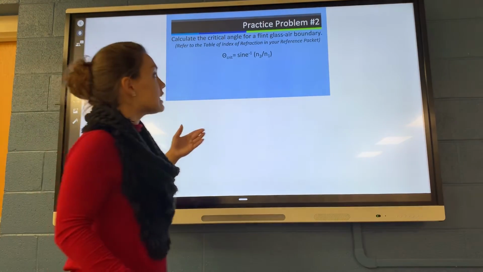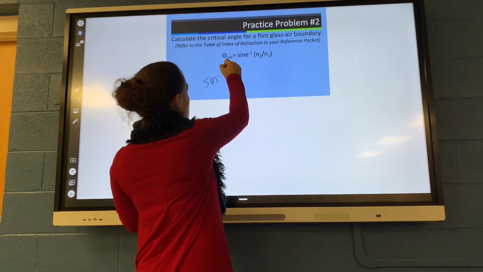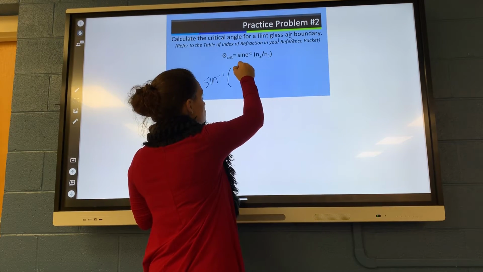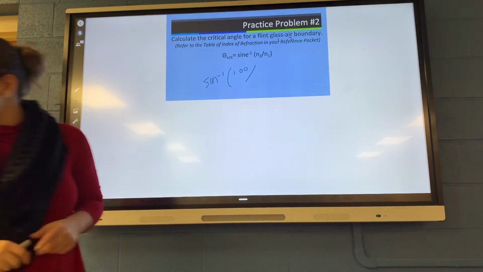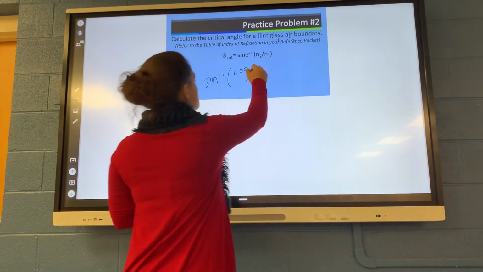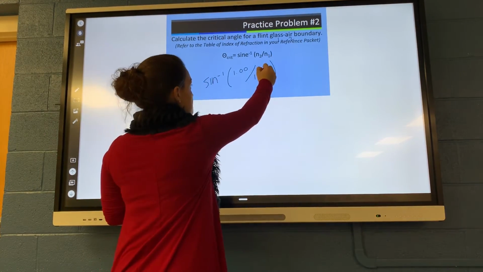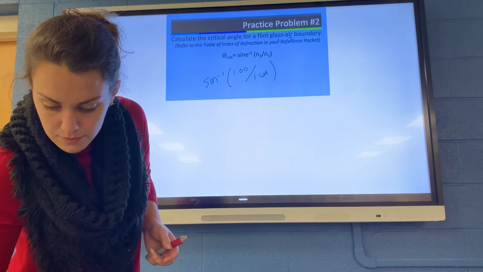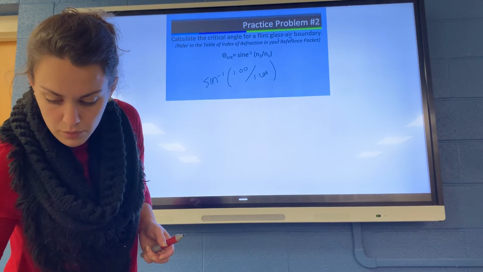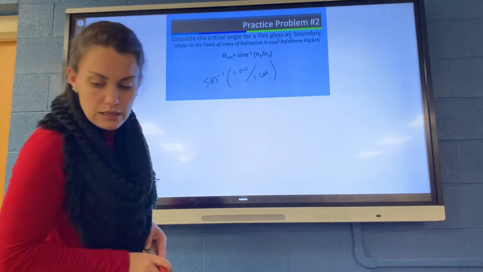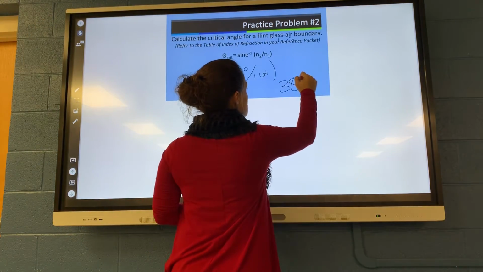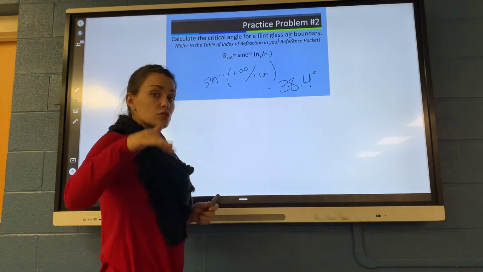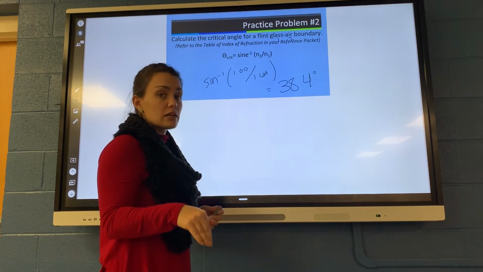Critical angle for flint glass air. So the inverse sine of N2, which is air, over glass. All right, so air was 1.0, and glass, you need to look at flint glass, would be 1.61. So when we plug that in, second sine of 1 divided by 1.61, and I get an angle of 38.4 degrees. That is my critical angle. Once I pass that angle, my light is completely reflected back into my same substance.